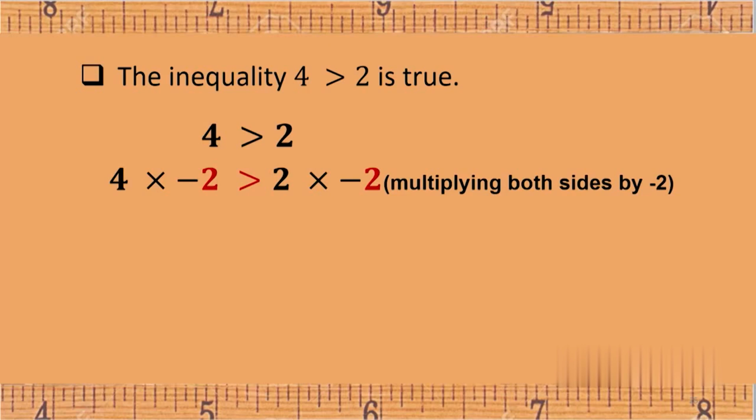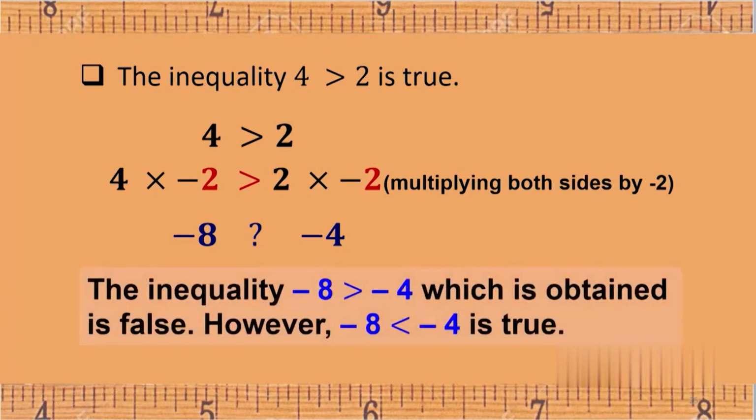4 times minus 2 equals minus 8. On the right side, 2 times minus 2 is equal to minus 4. Then what happened? Can you put this greater than symbol in here? No, we can't. Why? Because minus 8 is less than minus 4. The inequality minus 8 is greater than minus 4 is not true. However, you can write minus 8 is less than minus 4. It is true.